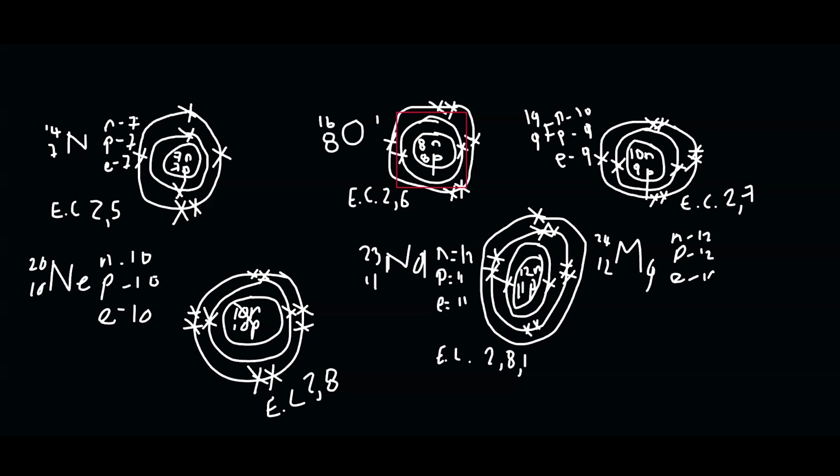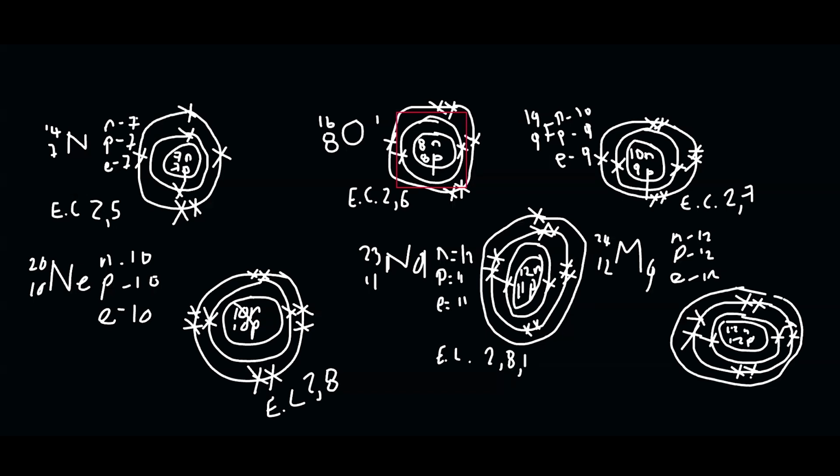Then we draw that in the middle. Remember that we just write the total, so it will be 12N, 12P. That means we have two more to hold on the last shell. What would be our EC now? 2, 8, 2. So our EC for magnesium is 2, 8, 2, which makes up 12.